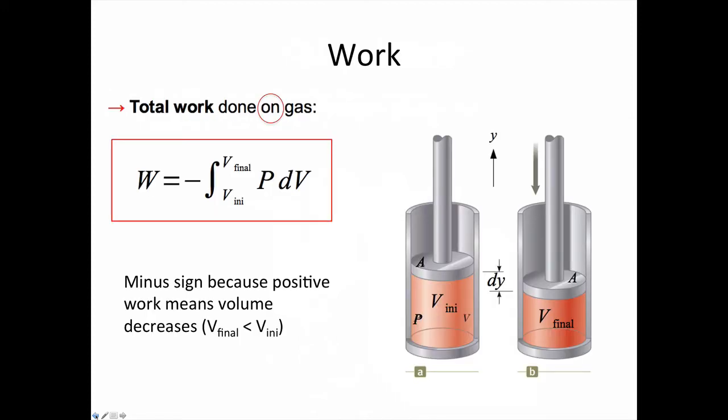So work done means a change in volume. Our convention is that it's work done on a gas, and it's given by the integral shown. It has a negative sign because positive work means the volume decreases, and the integral limits are always with V final at the top, as shown.